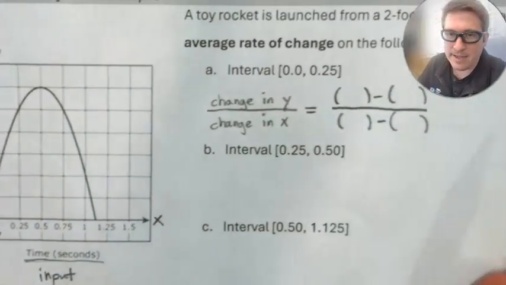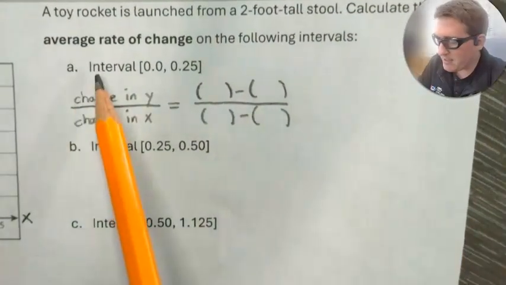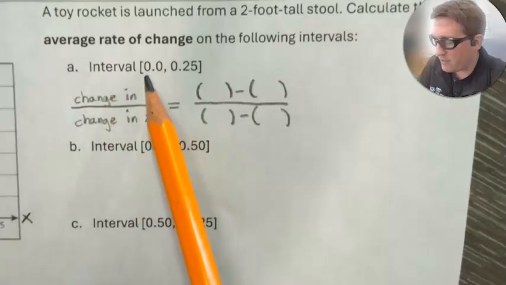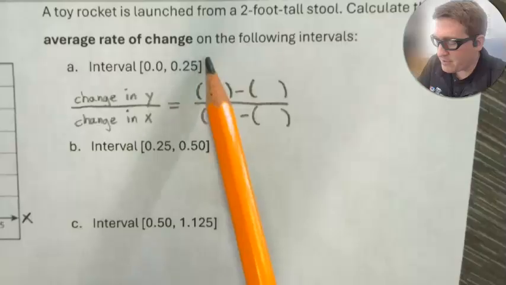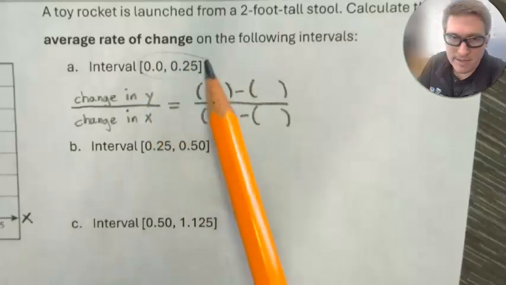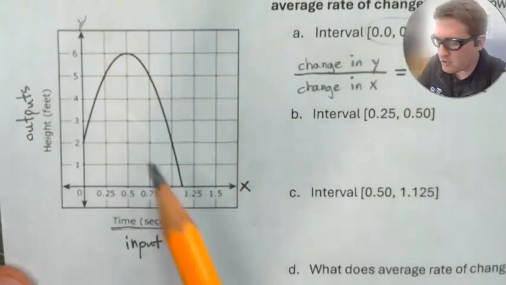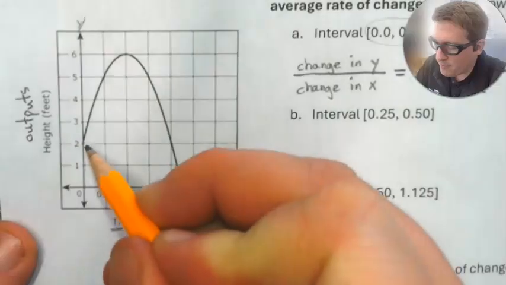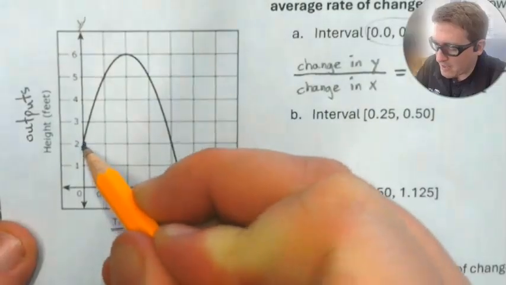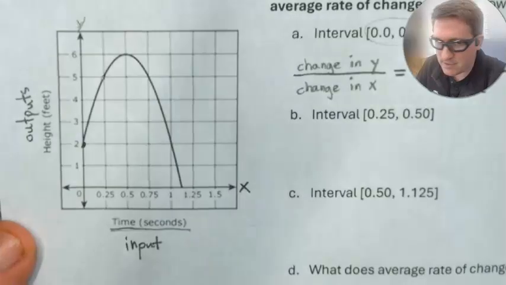So it's asked me to calculate the average rate of change on the following intervals. And it says calculate the average rate of change on the interval from 0 to 0.25. Now this obviously is communicating to me the x values. So it wants me to calculate the average rate of change in the first quarter second. Well, my projectile's first output is 2. And its final output is 5.